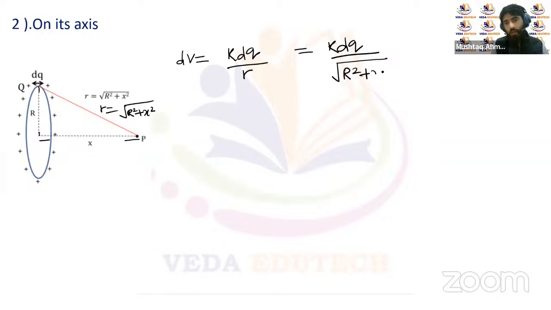R square plus x square. So this will be the small potential due to this dq charge at this point P, which is placed on the axis of this ring, right? So in order to calculate the total potential now, you can see that if you take any elemental charge dq on this ring, all those elemental dq charges will be at the same distance, right?